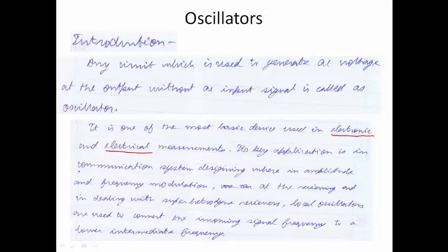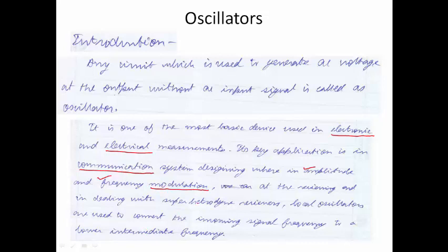The other area is basically communication systems, where we design a lot of different devices which we use for communication. For example, in amplitude and frequency modulation, there are different types of modulation schemes. One of the popular modulation schemes is frequency modulation and amplitude modulation, within which at the receiving end, in super heterodyne receivers, local oscillators are used to convert the incoming signal frequency to a lower intermediate frequency.